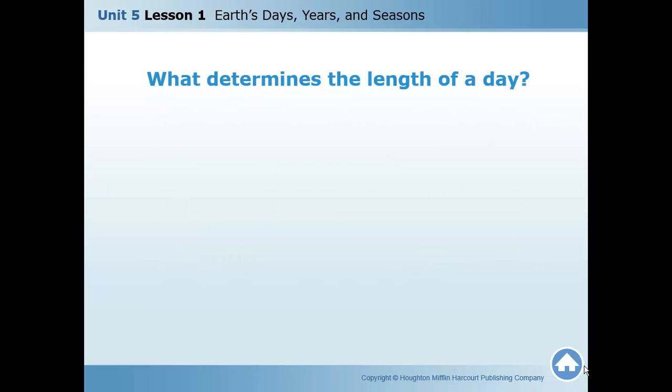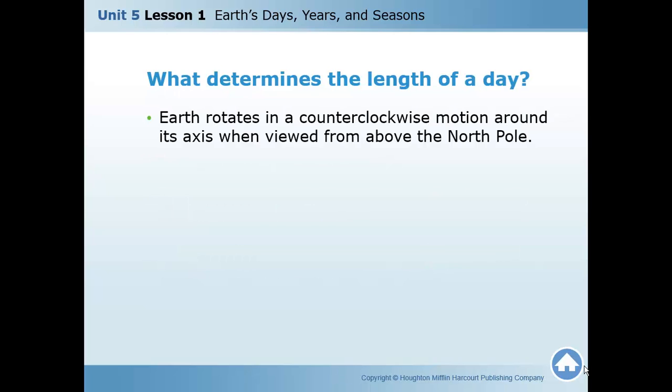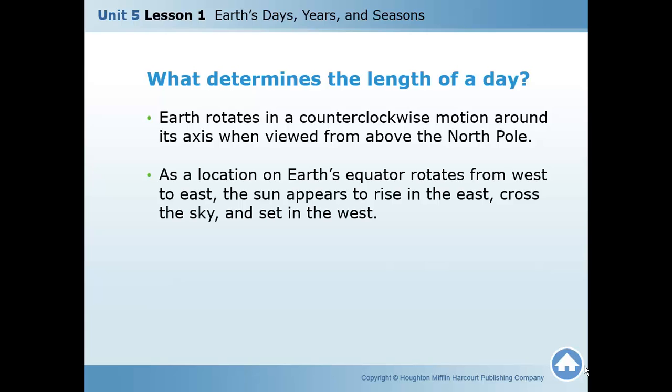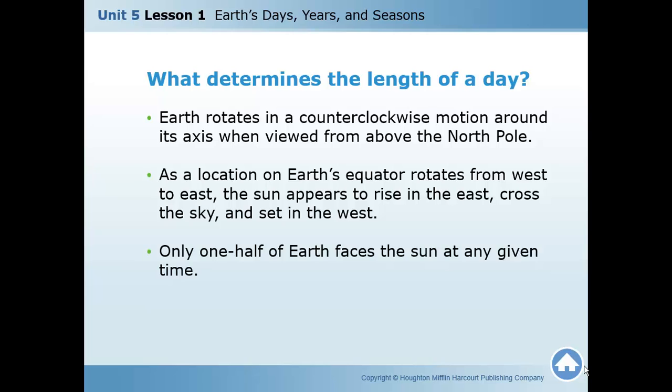So that means we've seen sunlight and nighttime. Earth rotates in a counterclockwise motion, remember prograde rotation, around its axis when we look at it from the North Pole. As a location on Earth's equator rotates from west to east, the sun appears to rise in the east, cross the sky, and set in the west.